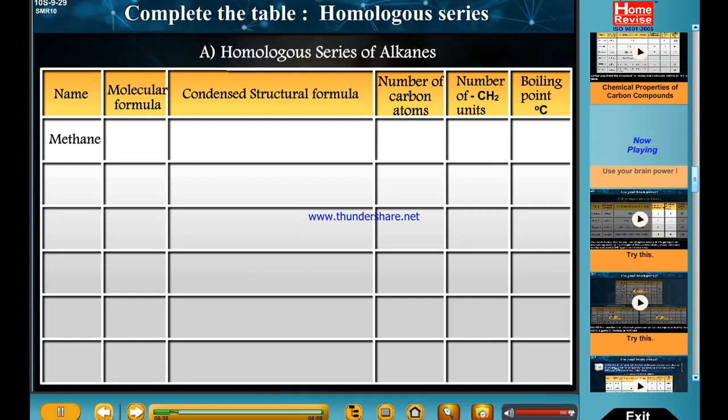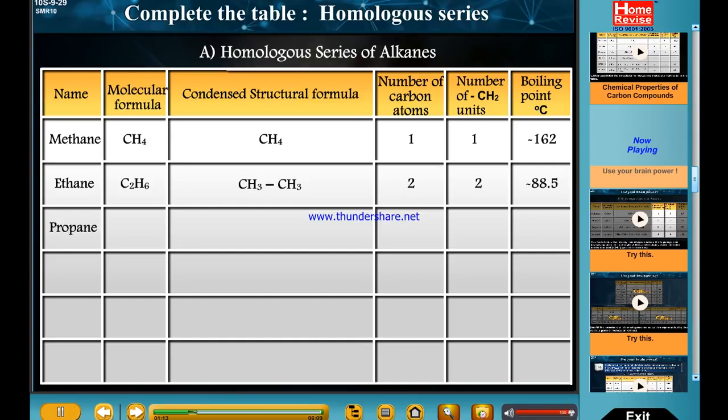Methane. Its molecular formula is CH4. Condensed structural formula is CH4. Number of carbon atoms 1. Number of CH2 units 1. And boiling point in degrees Celsius is minus 162. Ethane. Molecular formula C2H6. Condensed structural formula CH3CH3, number of carbon atoms 2, number of CH2 units 2, boiling point minus 88.5 degrees Celsius.